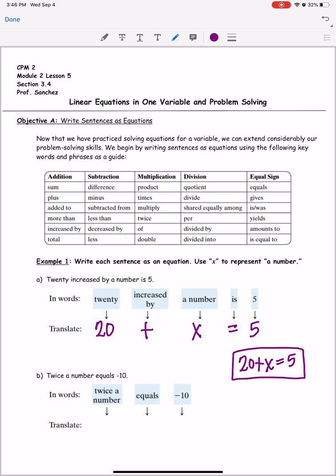Same thing on B. Twice the number equals negative 10. So what does twice the number look like? We could do 2 times x, but we're past that now. So that is 2x equals, self-explanatory, negative 10, again, self-explanatory. So my equation here is 2x equals negative 10.